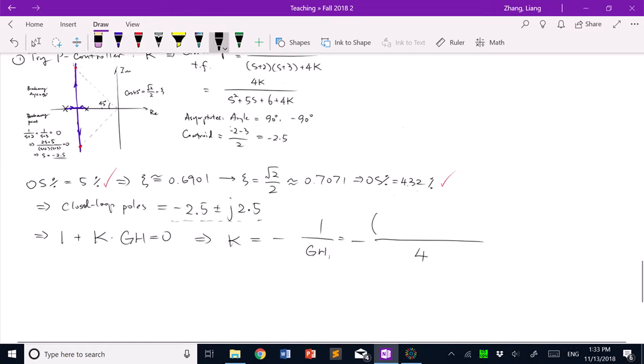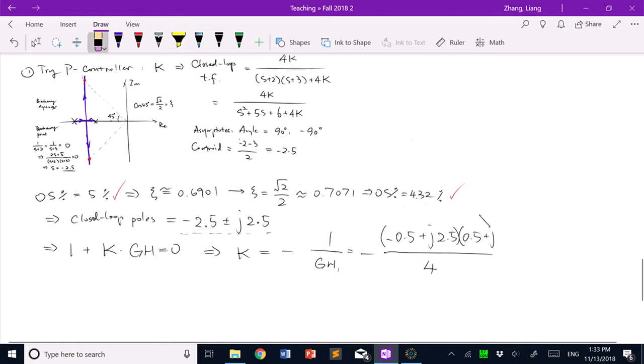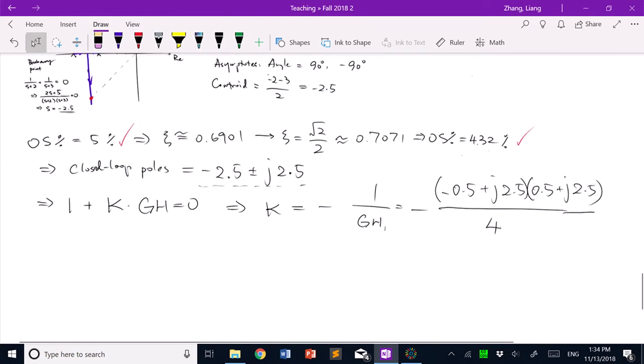So be minus, so this one times, I'm sorry, plus 2 be minus 0.5 plus j 2.5. And this whole thing plus 3, so it'll be positive 0.5 plus j 2.5. Okay. So remember, you only plug in one pole, not both of them. If you plug in both of them, you will run into some calculation error.